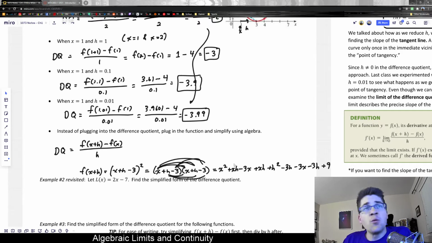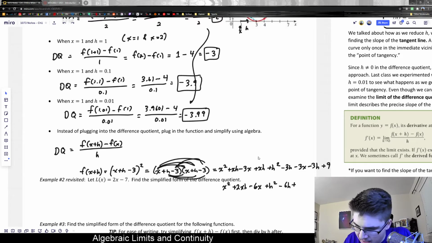Now, I can simplify this by combining like terms. Again, more algebra. But x squared is the only one, so there's nothing alike with that. We have 2 different xh terms. We have minus 3x minus another 3x, which would be minus 6x. We have an h squared all by itself. We have minus 3h minus another 3h, that would be minus 6h, and then we have plus 9. And none of those other terms are alike, so that is as far as we can simplify.